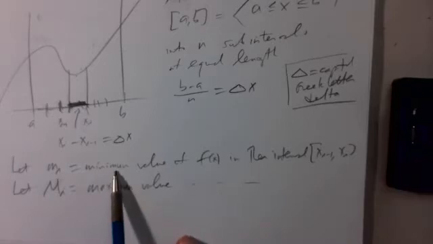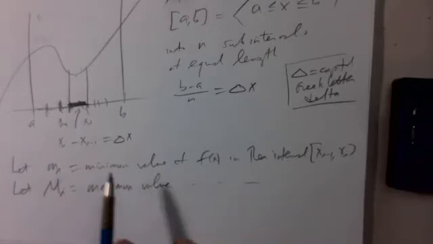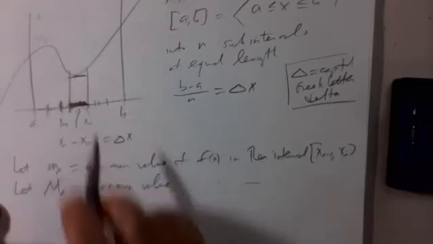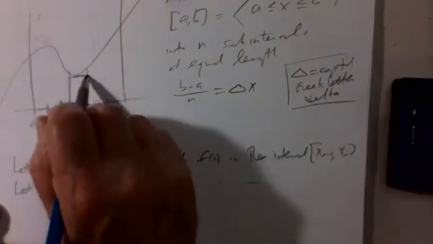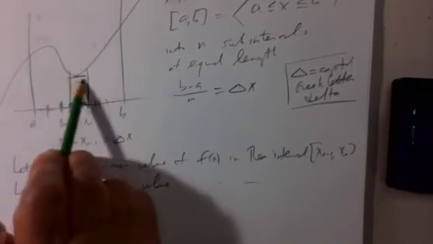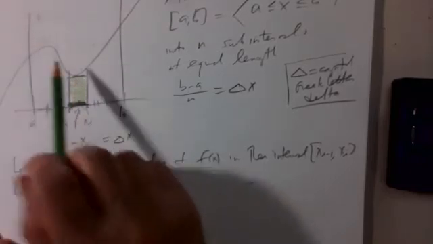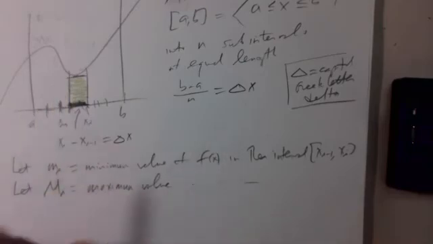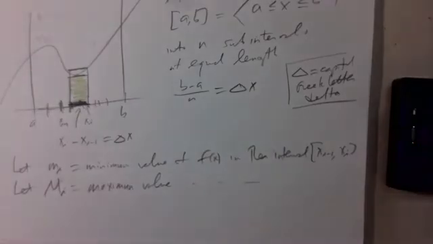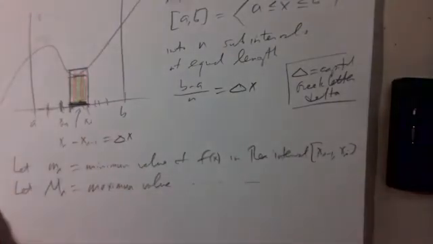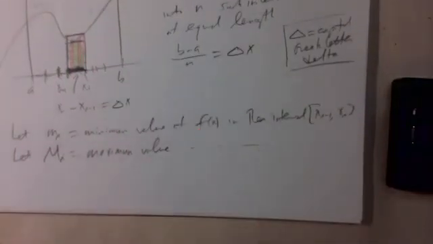Okay. Little m i is the minimum value. Capital M i is the maximum value on the interval. So if you form the rectangle whose height is the minimum value, it looks like this. And in this interval, the area of the rectangle is less than the area under the curve. If you take the maximum value on the interval, the area of the rectangle looks like that, and it's bigger than the area under the curve.